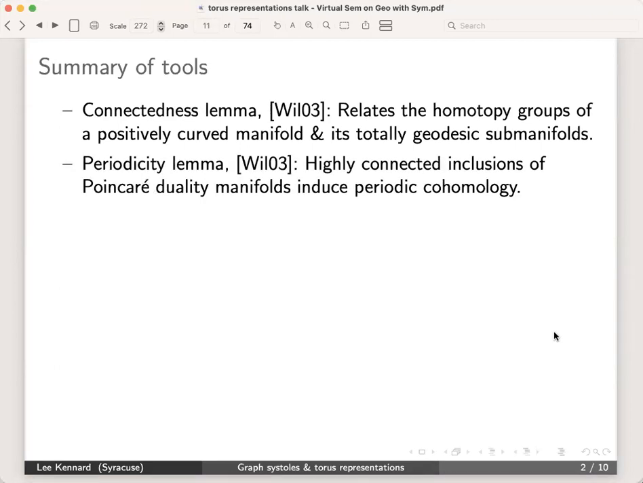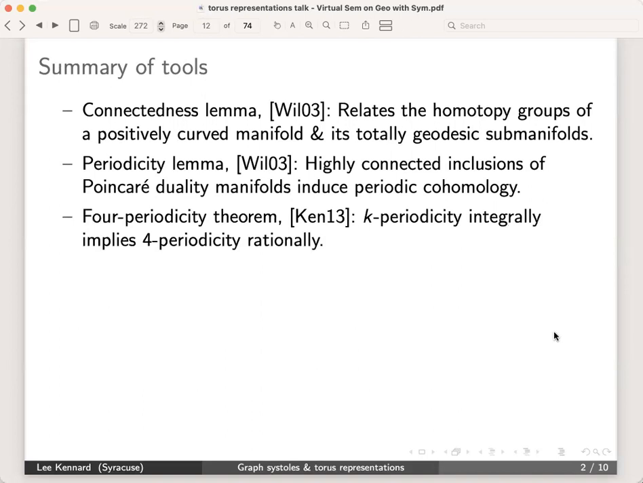Another lemma, due to Bürkhard's paper, is that if you have one of these totally geodesic submanifolds and the inclusion map gives you isomorphisms on homotopy groups, if you turn this into statements about homology and cohomology, and you combine with Poincaré duality, you get a notion of periodic cohomology. I don't want to define what this means, but it means in particular that the Betti numbers are periodic. That's hopefully already convincing that that's a strong condition.